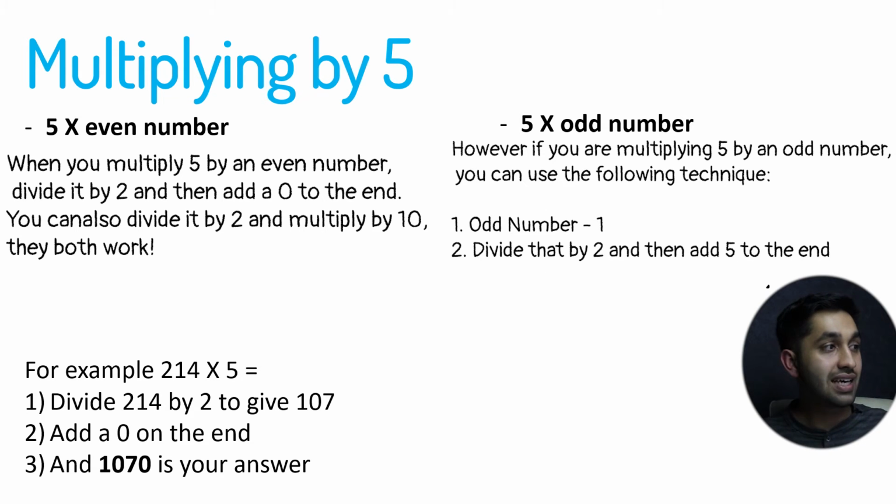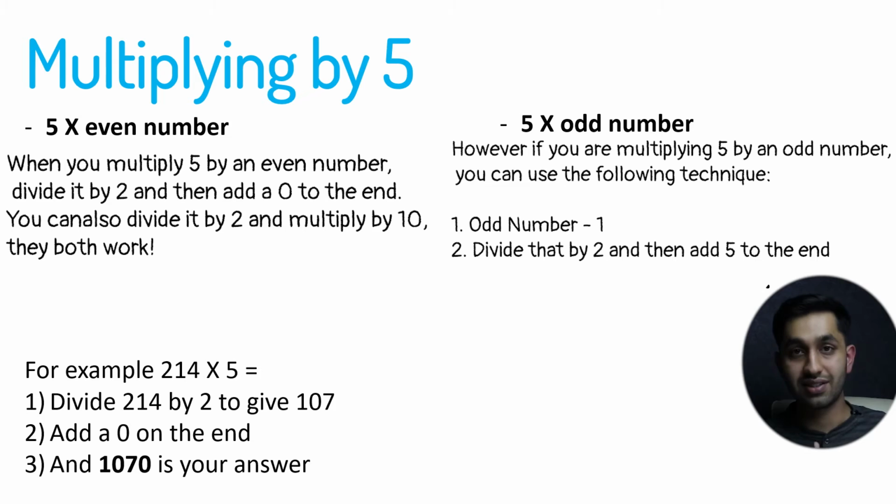So the first step is to subtract 1. So we have an odd number multiplying by 5. Now we want to subtract 1 from that odd number, which as a result will give us an even number. Then divide by 2, and then with that answer add a 5 on the end. So rather than adding a 0, add a 5.